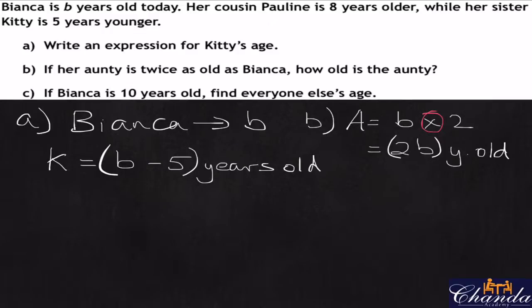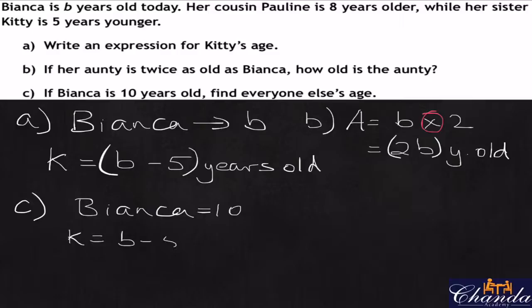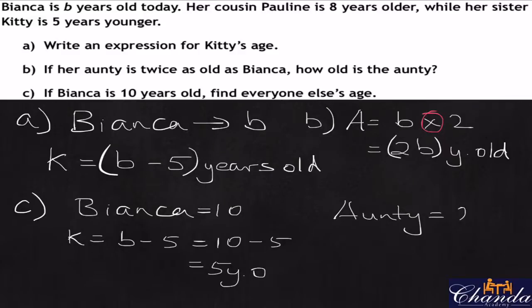And then finally, we have part C. If Bianca is 10 years old, find everyone else's age. So we have Bianca, who is 10. We have Kitty, who is Bianca minus 5. So we have B minus 5, which is simply 10 minus 5. So she is 5 years old. We have the auntie, who is 2 times Bianca's age. So 2 times 10, which gives me 20 years old. So the auntie is 20 years old.